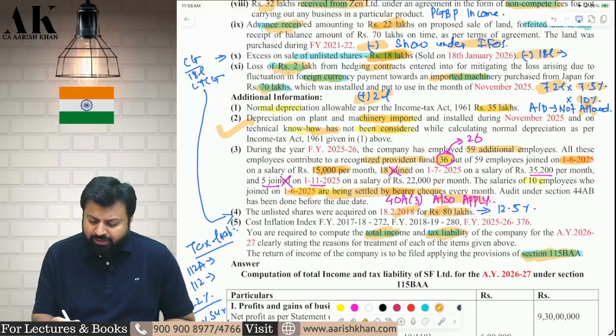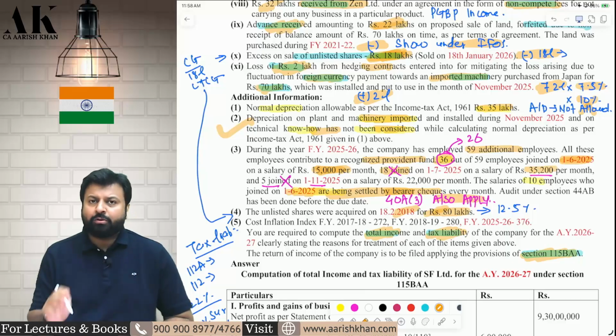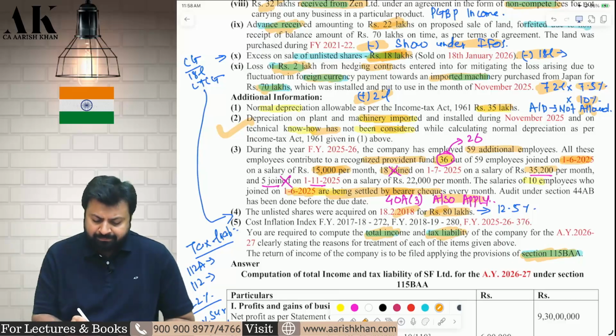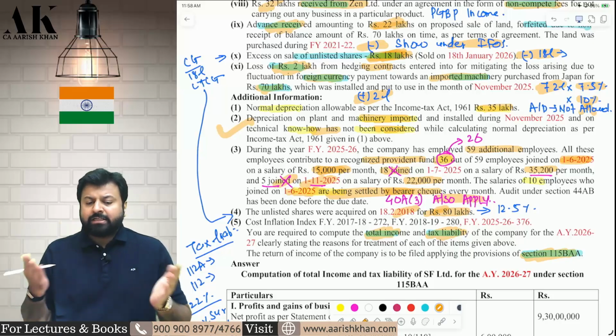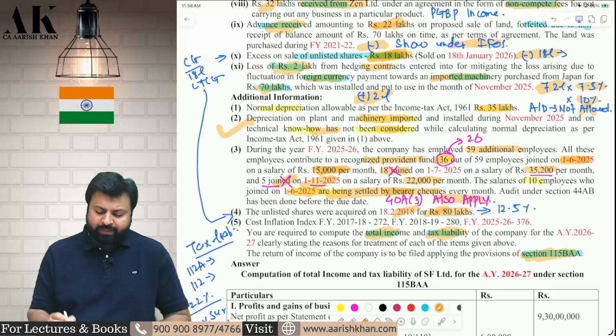Then another 18 employees joined on 1st July, but their salary is 35,200, therefore they are not eligible for 80JJAA. Then another 5 employees joined on 1st November, their salary is 22,000, but they are not eligible for 80JJAA because they are employed for less than 240 days. In 80JJAA, the employees have to be employed for at least 240 days.